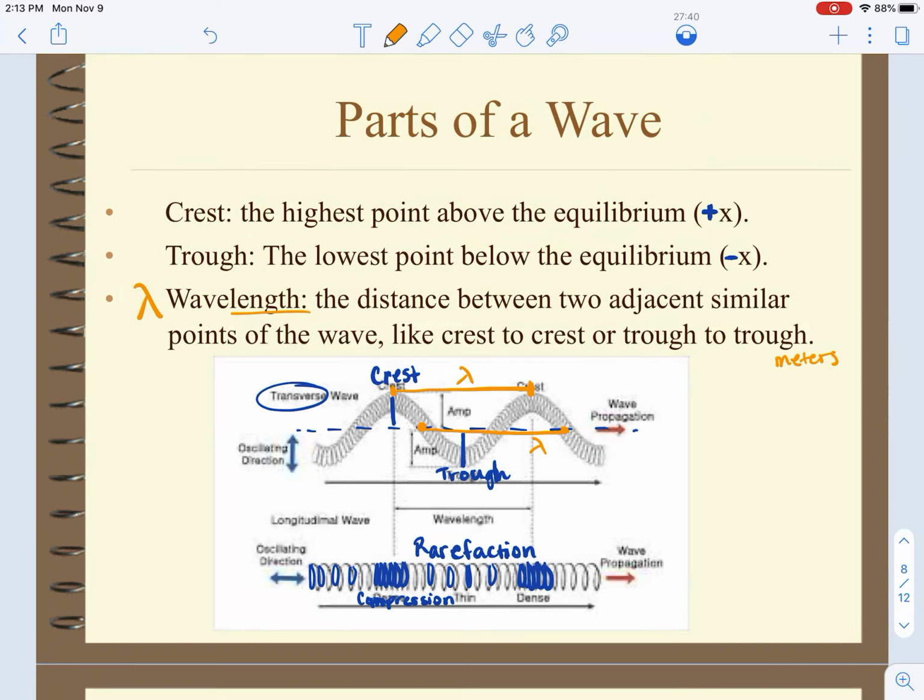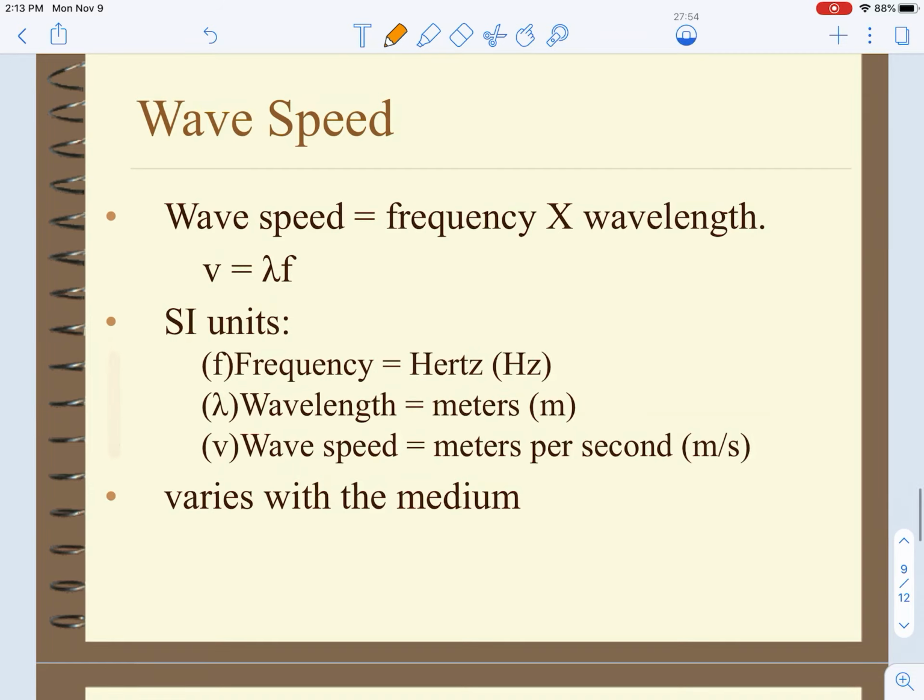So we can still measure a wavelength with our longitudinal wave. Same as before, wherever you decide to begin your measurement or observation of the wave, you have to allow it to go through both phases of that wave cycle, and then you can mark your wavelength.